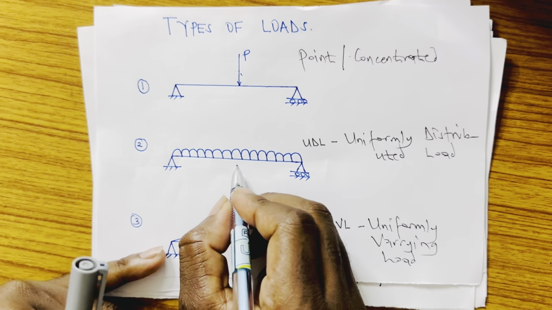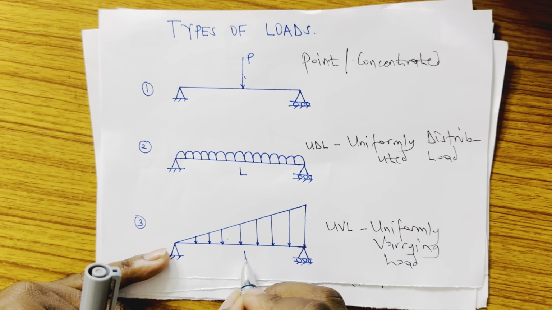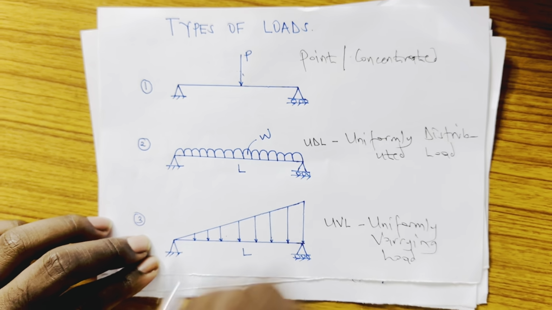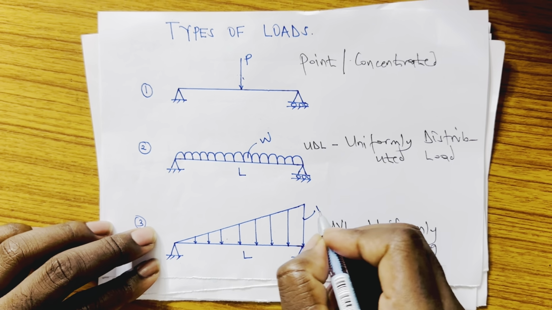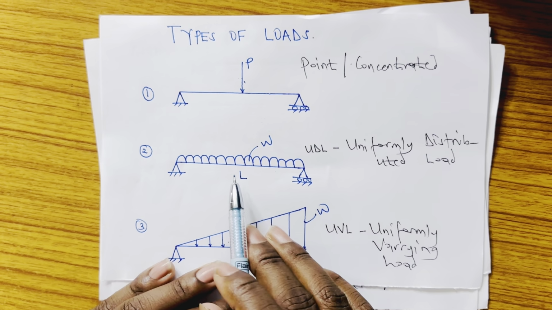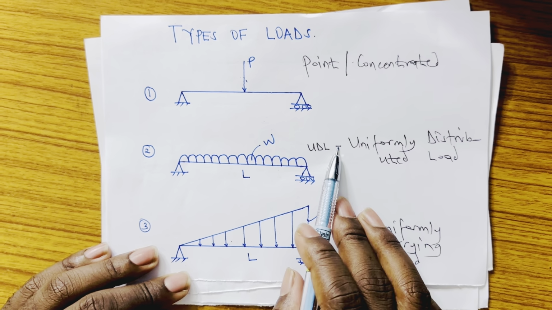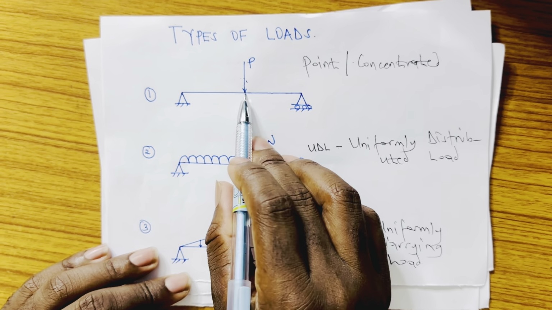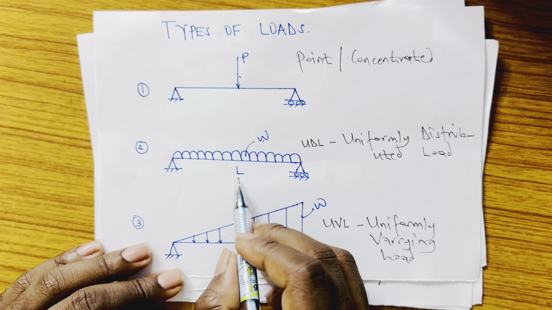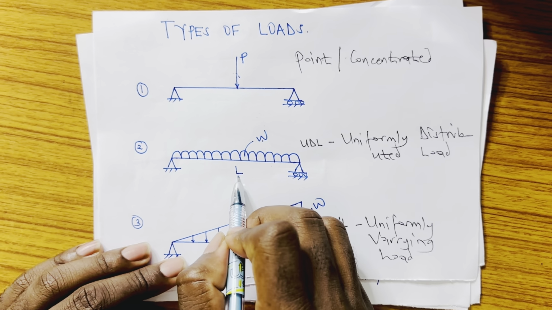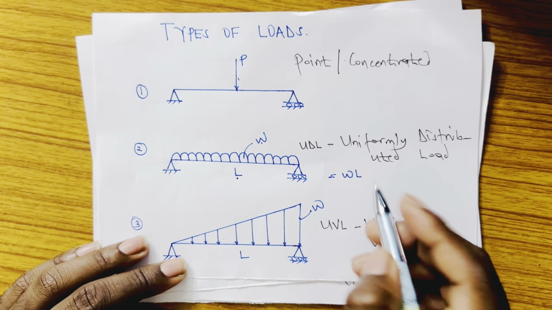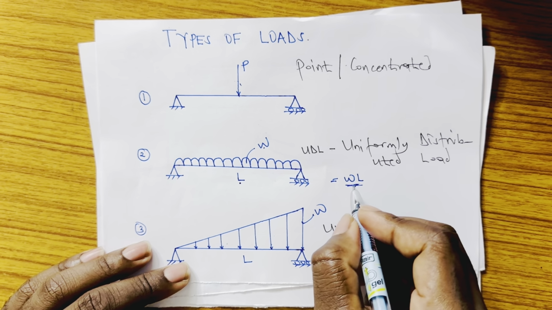If for instance the entire span is L, then this one is also L. And this UDL is W. Then this one is also W maximum per unit length at this point. Now if I want to convert this UDL into a concentrated load, this UDL value W is multiplied with the span L. So it will become WL. You get it? So this WL is now acting as a point load.